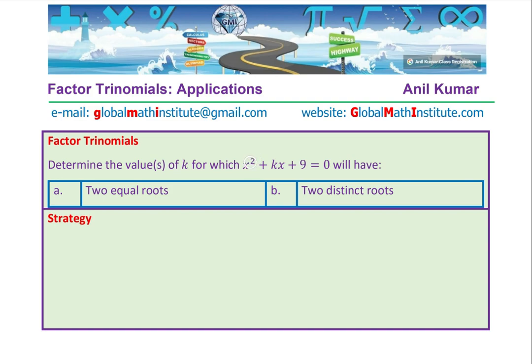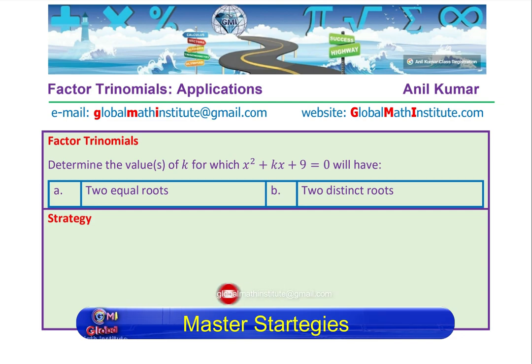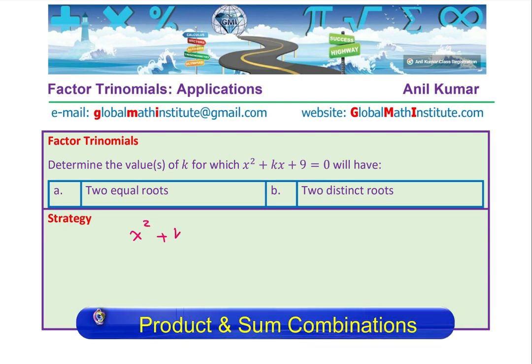So when we are given a trinomial, which in this case is x squared plus kx plus 9 equals 0, we need to find the values of k so that it has equal roots or distinct roots. The basic concept is that we are looking for product and sum combinations, correct? So let's begin with the very first one, which says x squared plus kx plus 9 equals 0.